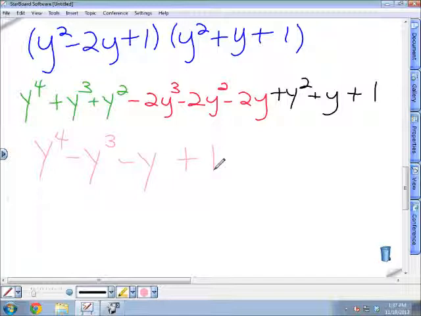Does anybody have any questions on how we got that? If you're lost, where did you get lost? It's okay. Just tell me what step. Wait. Never mind, because y squared plus y squared is 2y squared and minus 2y squared and minus 2. Okay. Let's see.